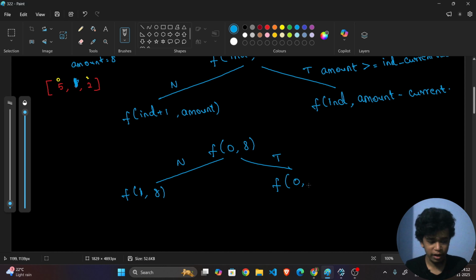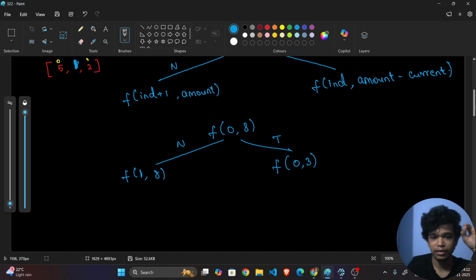Like whether I took it, then I cannot take it again, or I can take it again. Okay, so I'll be remaining at that same index, but my amount will be reduced by 5, which is equal to 8 minus 5, which is equal to 3. Can you understand this? Yes.